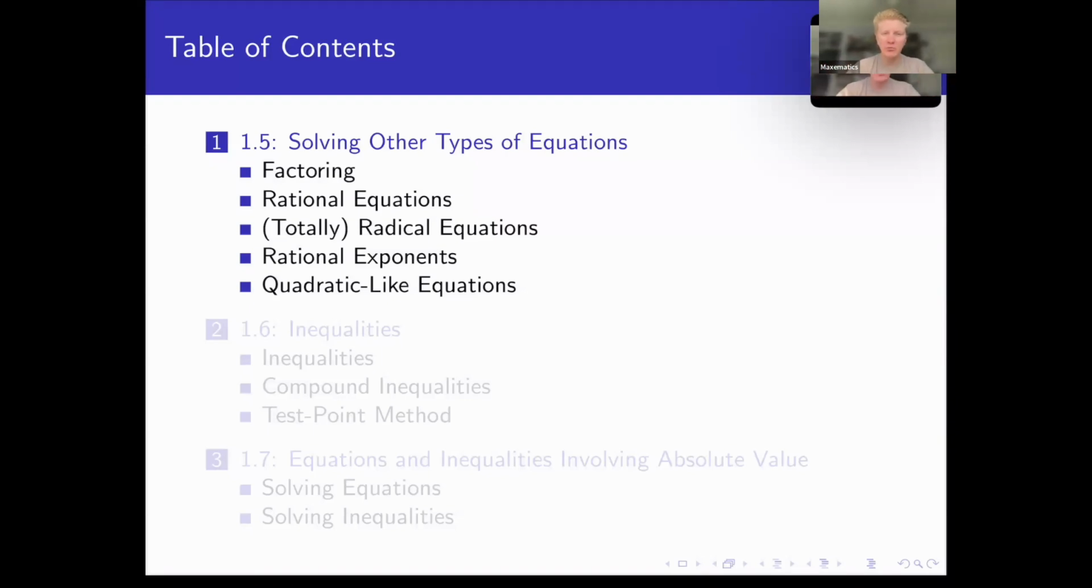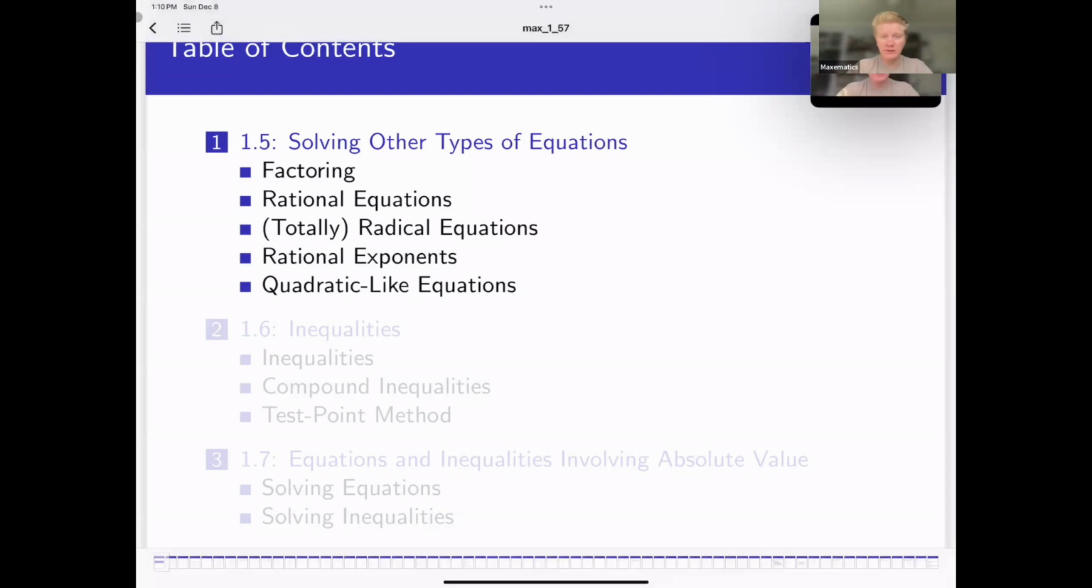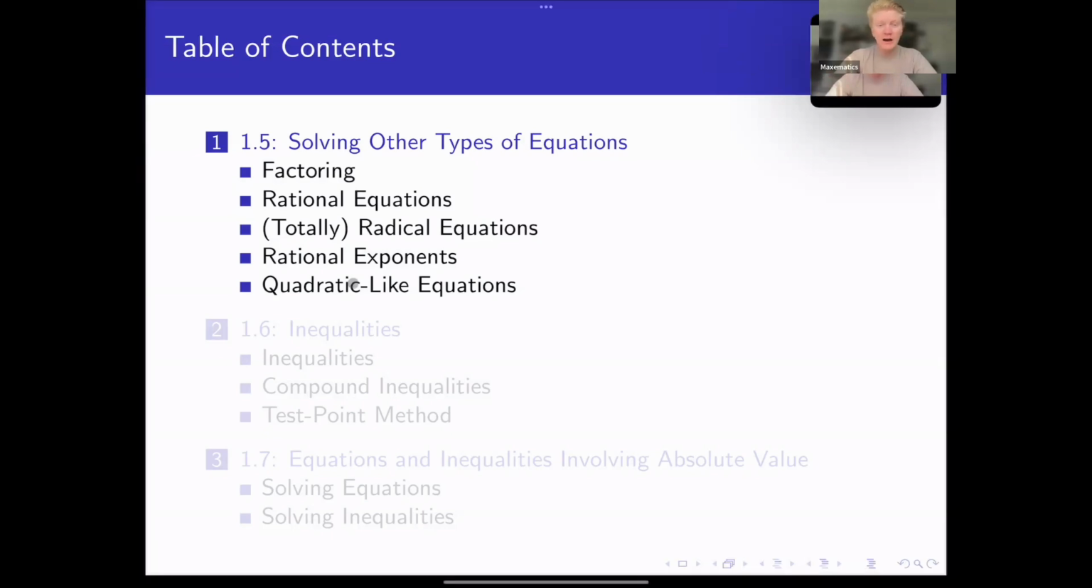But in general, we're going to be talking about quite a few different types. So in a way, 1.5 is kind of like a showcase. You already see all the different types of things that we're going to learn to solve here, like factoring, rationals, radicals, rational exponents, and quadratic likes. So there's a lot going on here. Take each subsection as kind of its own actual subsection, but how we solve each one is very different. But again, what we're going to use is a lot of what we have talked about in 1.1 and in 1.3.